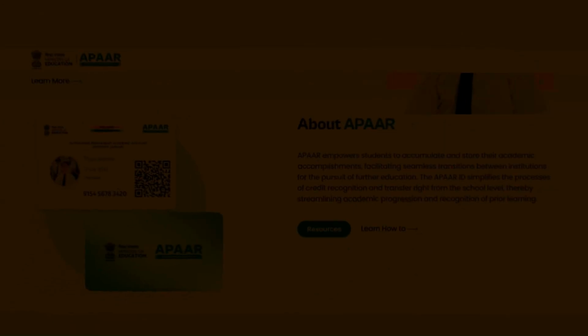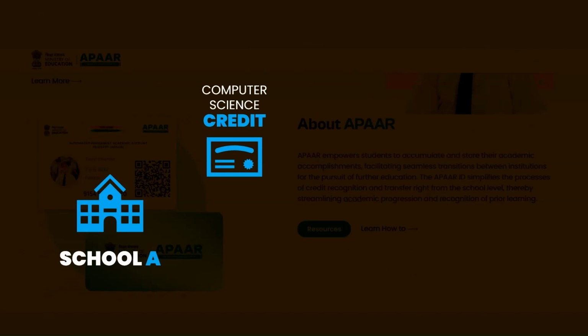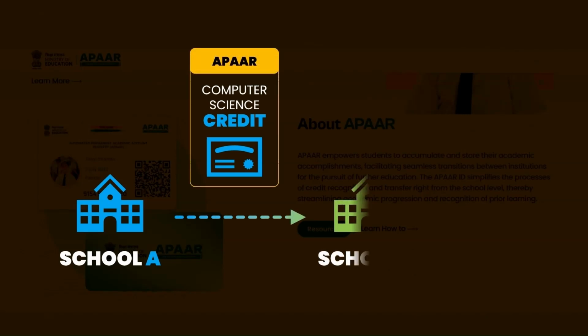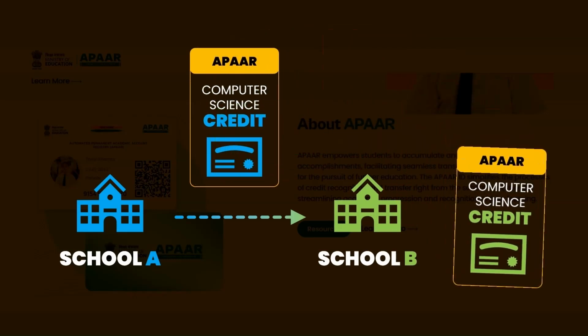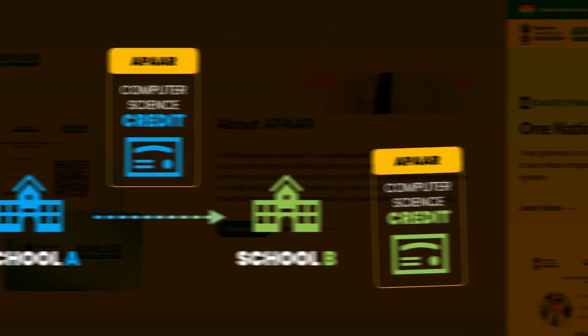So what do they mean by this? They mean, imagine you study in school A and completed a computer science course where you earn credits. Later, you transfer to school B with Apaar ID. Your credits from school A are recognized and automatically added to your records in school B. You don't have to repeat the same course again.